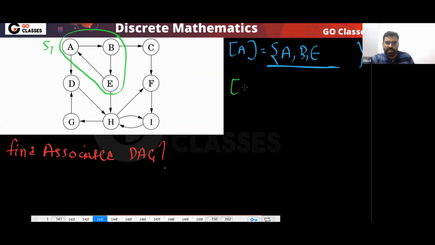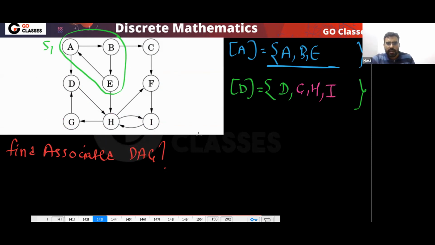Next, what is the strongly connected component of D? D will be there. You can notice this cycle. So DGH. Can I put I? Tell me, can I put I? There is a path from D to I. There is a path from I to D. So yes, I can put I.